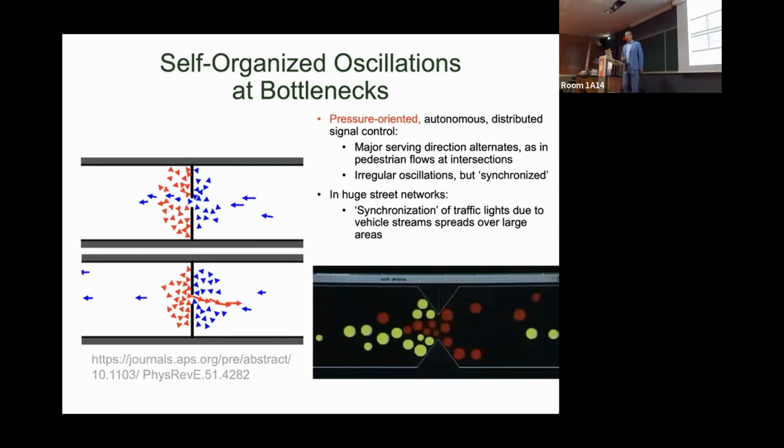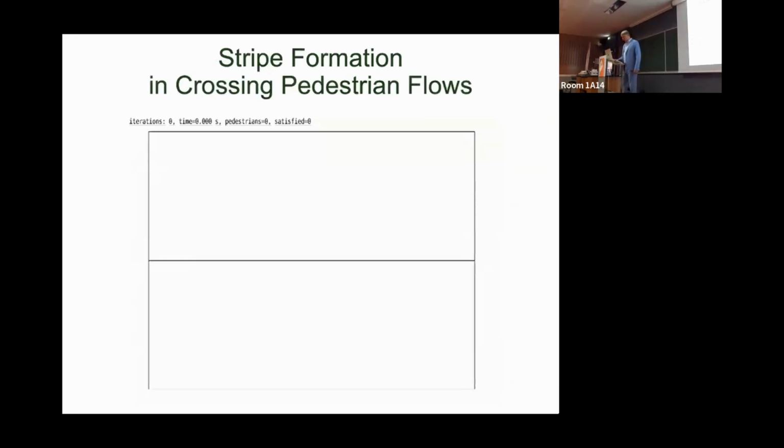It's not just lane formation that we find. There are many other self-organization phenomena. For example, at bottlenecks, we find oscillatory flows. It's as if there was a traffic light controlling the flows. But in fact, there is no traffic light here. It's just that pressure builds up on one side, and that stops the flow from the other side, and eventually the tide turns. And so it goes back and forth based on self-organization again.